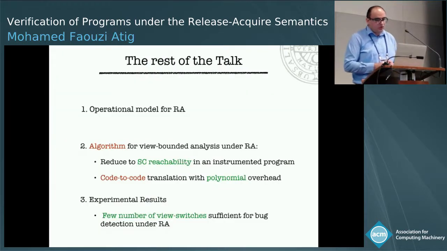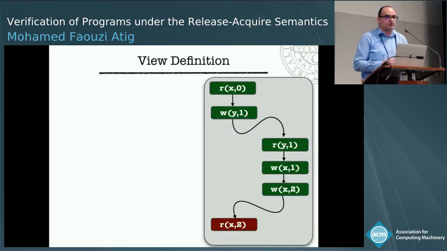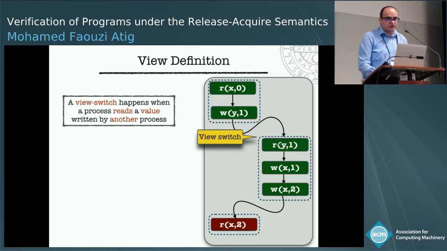So now I will go through this reduction of the analysis of reachability under view-switch bounding to the SC reachability problem. So first, what does view switch mean? A view switch happens when a process reads a value that has been written by another process. For example, here we see that this process reads the value y equal to 1, and this has been written by the first process. So this is a view switch.